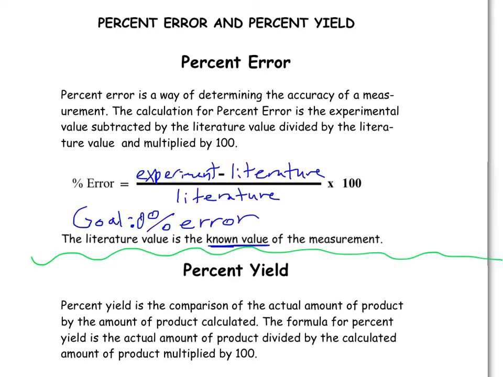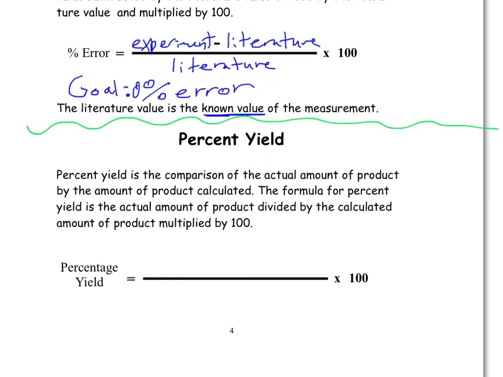So what is percent yield then? Well, percent yield is going to be the comparison of the actual amount of product versus the amount of product you calculated. So the formula for percent yield is the actual amount of product, or how about your lab amount of product, over your calculated amount of product.